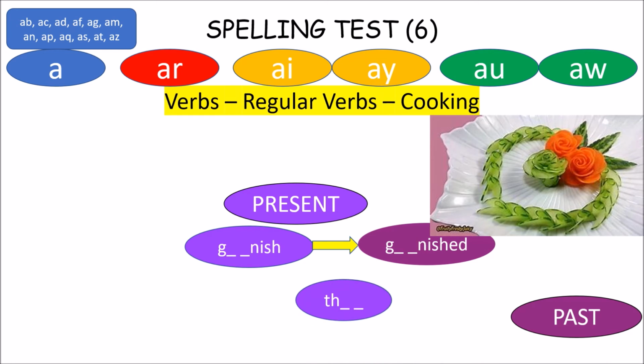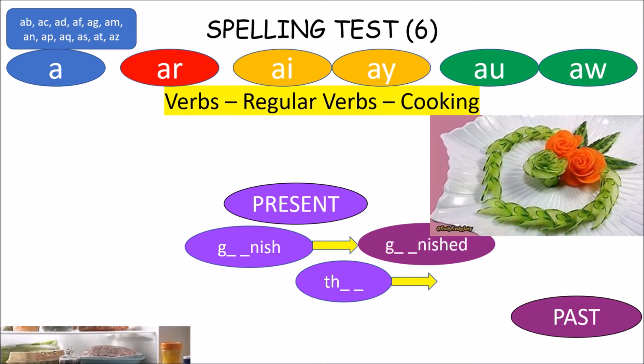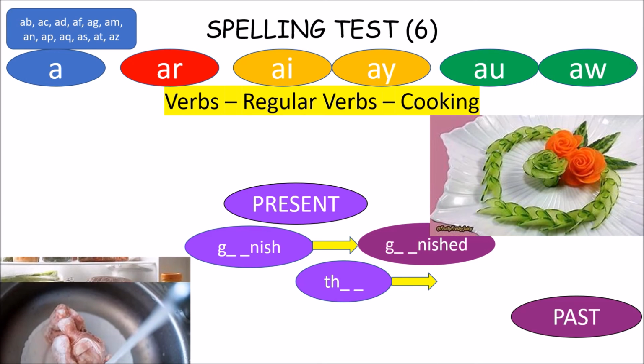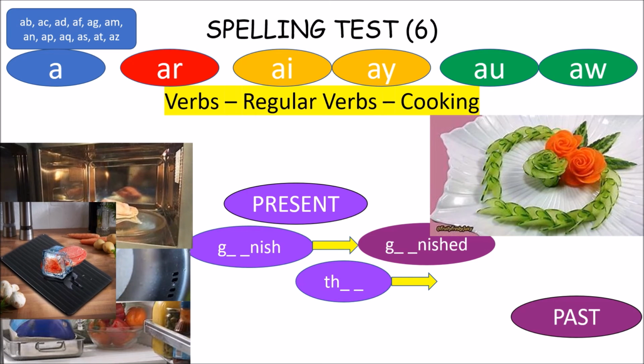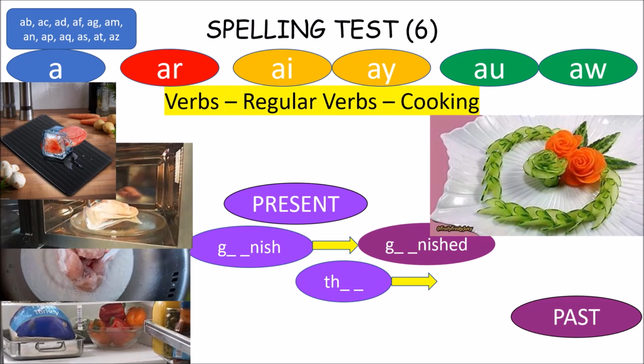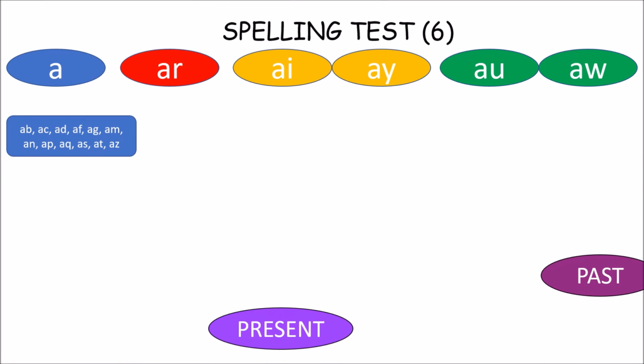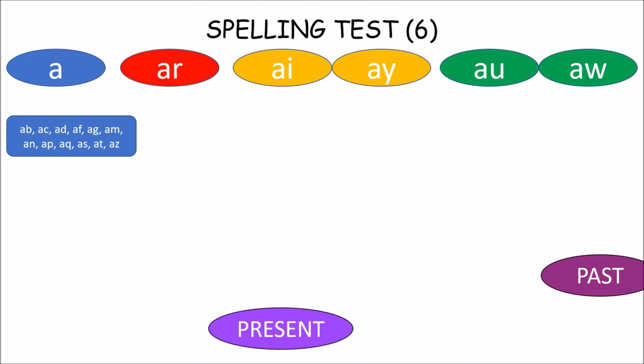Next one, T as in thaw. To thaw means to defrost the food after you have taken it out of the freezer. There are several ways to thaw. Defrost it in the fridge, but it takes a longer time. Put them under running tap water or microwave them to speed up the process. Some people also suggest using an aluminum plate to help faster melting. And the past form of thaw is thawed.